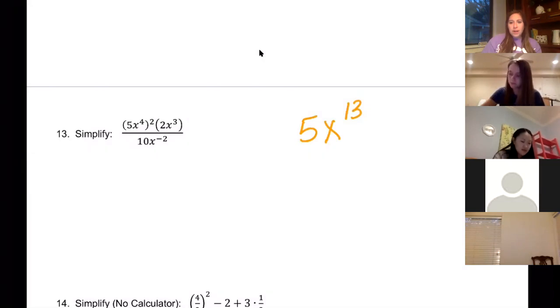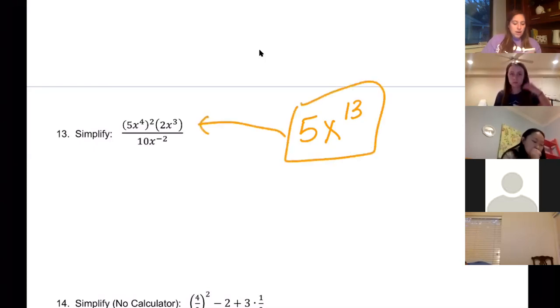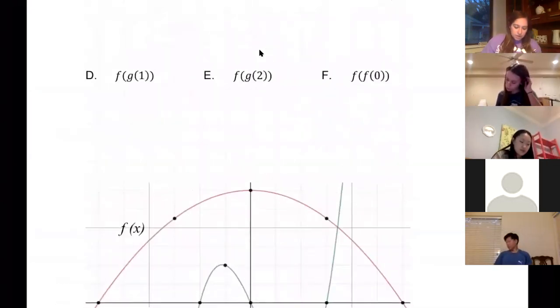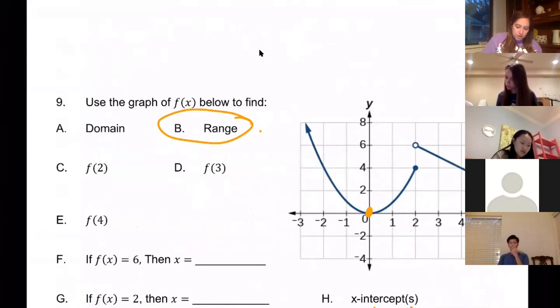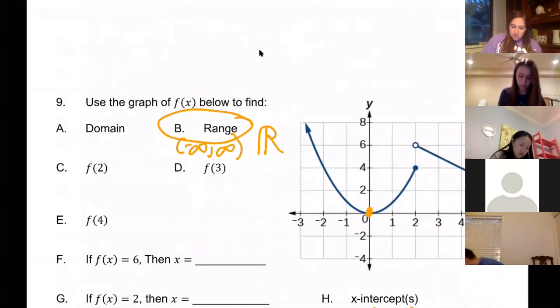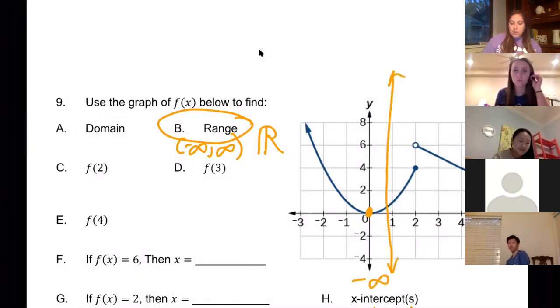Do you want me to work it out? I'm good. I think I understand. I was just a little bit confused on why I got that one wrong. Yeah, so that's the answer. I think the answer key said something else. And the other one that was wrong that I sent out on Remind was 9b. This should be all real numbers, or you could have said negative infinity to positive infinity for the range, because this arrow is pointing down. So technically it's starting at negative infinity and going all the way up to positive infinity.